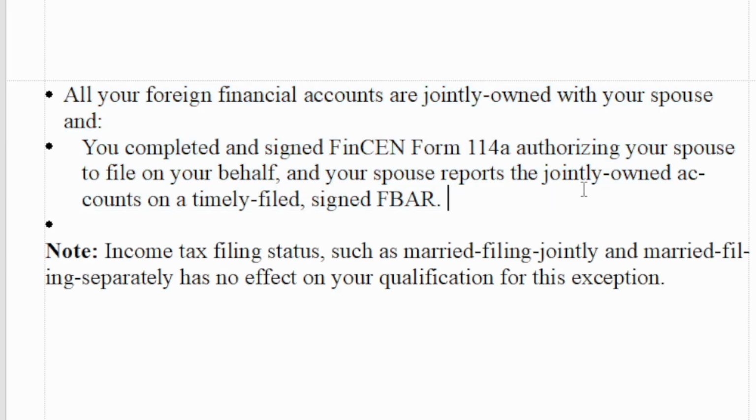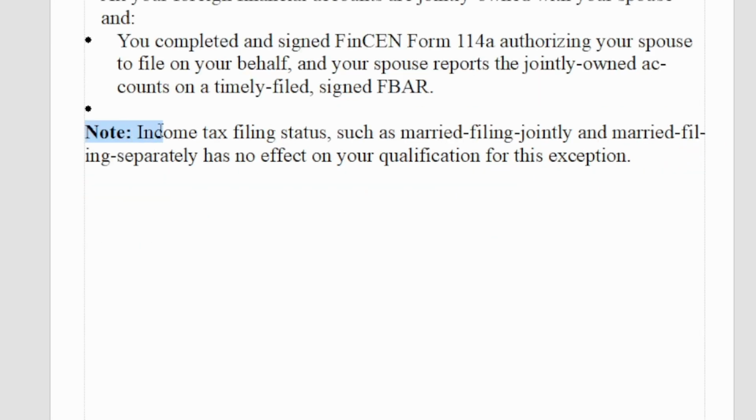In other words, if you and your husband have to file FBAR, you can have just one of you fill it out for the two of you, as long as the other person filled out the authorizing Form 114A. And I see a lot of people have questions about this: income tax filing status, such as married filing jointly and married filing separately, has no effect on your qualification for this exception. So it doesn't matter how you file your income taxes with the IRS, you can still jointly file the FBAR with your spouse as long as they fill out this authorizing form.